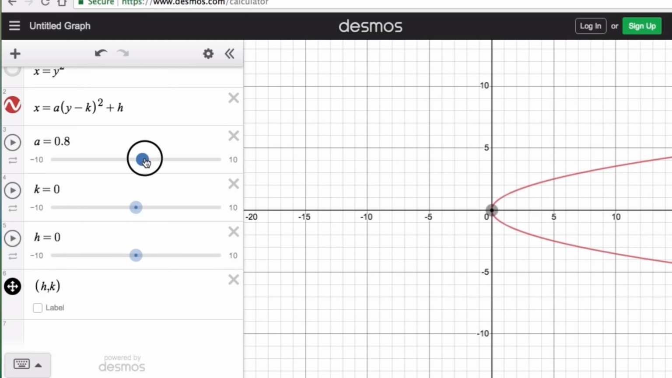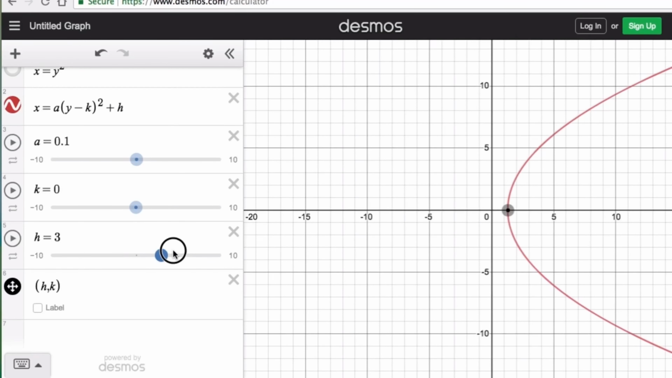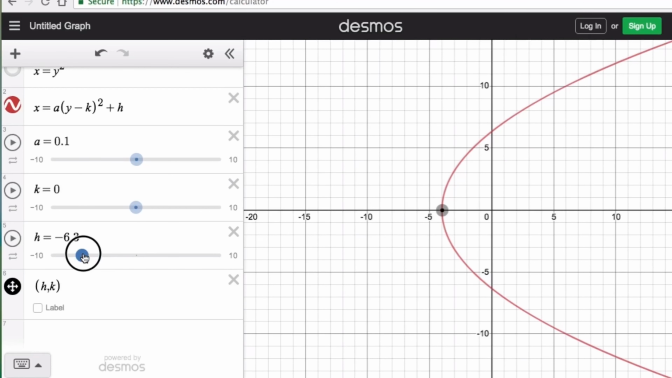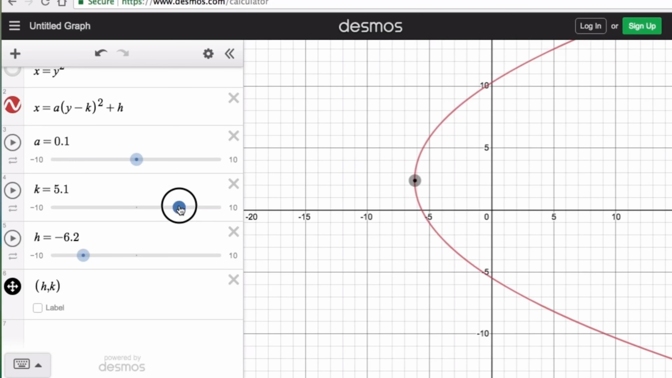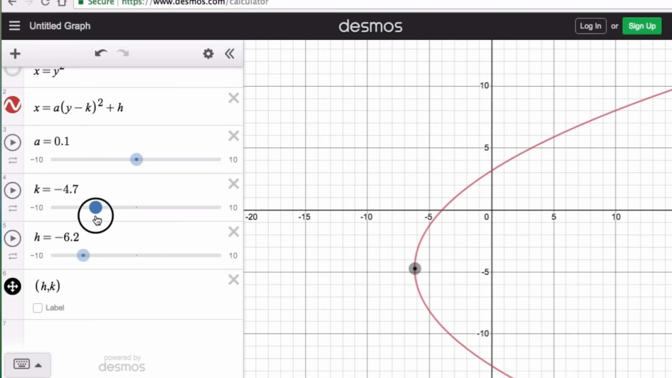Now let's look at the effect of h. The h will translate the graph left or right, while the k will translate the graph up or down. So it translates the graph up or down.